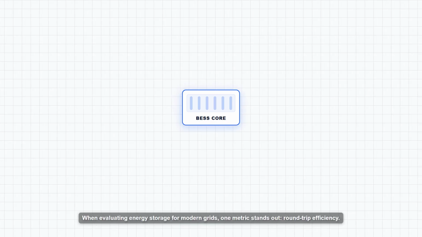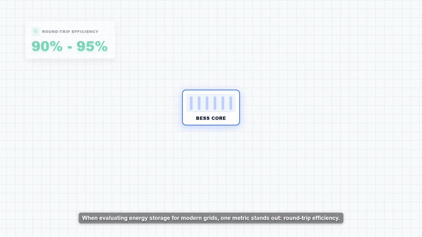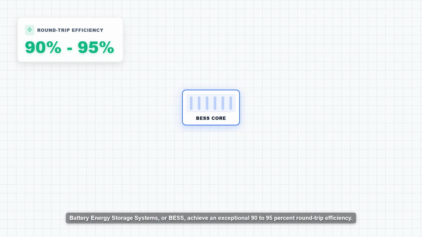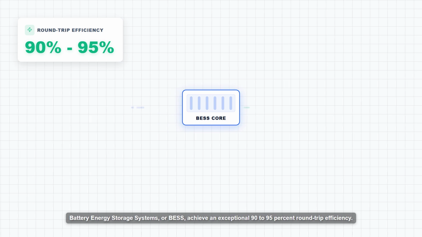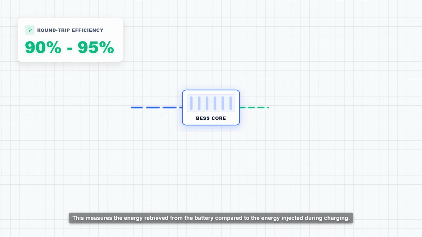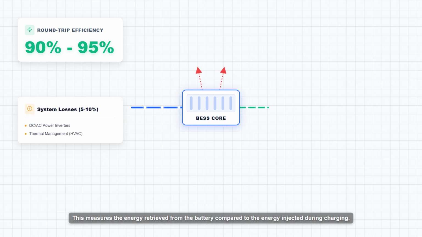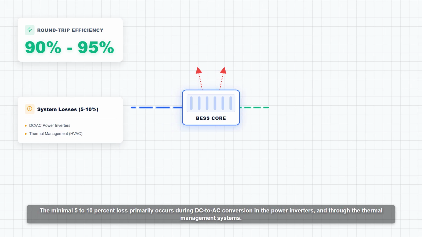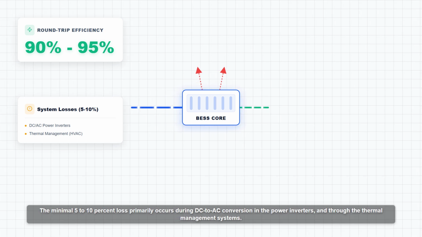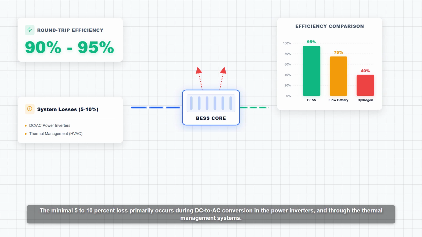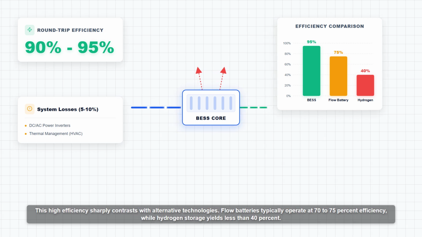When evaluating energy storage for modern grids, one metric stands out: round trip efficiency. Battery energy storage systems, or BESS, achieve an exceptional 90 to 95% round trip efficiency. This measures the energy retrieved from the battery compared to the energy injected during charging. The minimal 5 to 10% loss primarily occurs during DC to AC conversion in the power inverters and through the thermal management systems. This high efficiency sharply contrasts with alternative technologies.